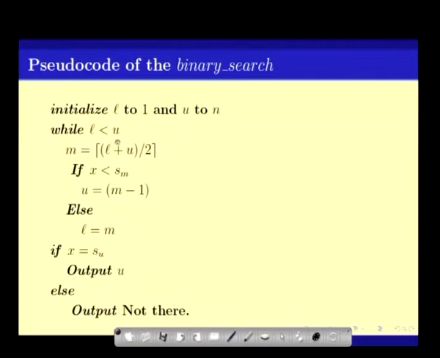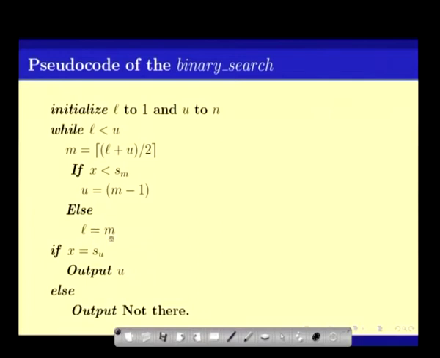And as long as L is strictly less than U, we keep on going to the middle point, which is (L plus U) by 2. If x is strictly less than Sm, then we can update U to be m minus 1, because we know that x cannot be Sm or Sm plus 1 or Sm plus 2 or anything above Sm. Else x is greater than or equal to Sm. Thus, we can remove Sm minus 1 and Sm minus 2 and so on.